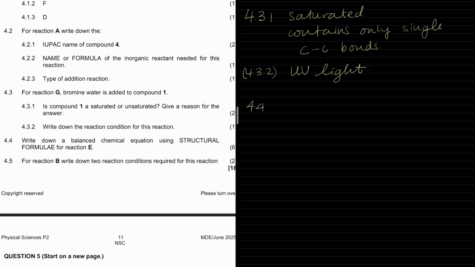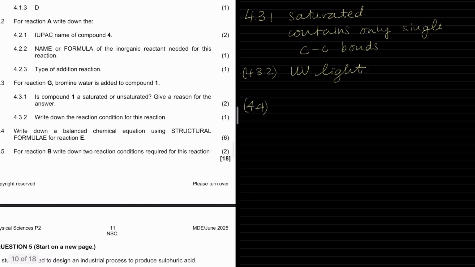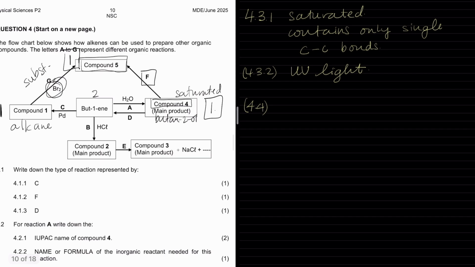Okay, question 4.4. Write down a balanced chemical equation using structural formulae for reaction E. Okay, so for reaction E, let's look at reaction E. So reaction E is an interesting one. We haven't discussed that. So you have but-1-ene and you are adding HCl. So you're going to get something. Then that is undergoing reaction E, and you are making compound 3. You are also going to get NaCl and some other product. Okay, so that's an interesting one.